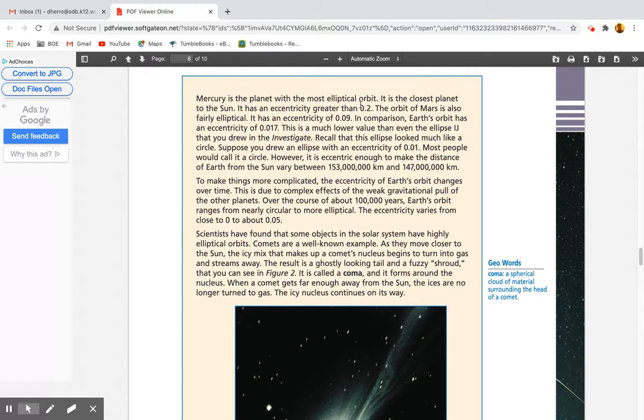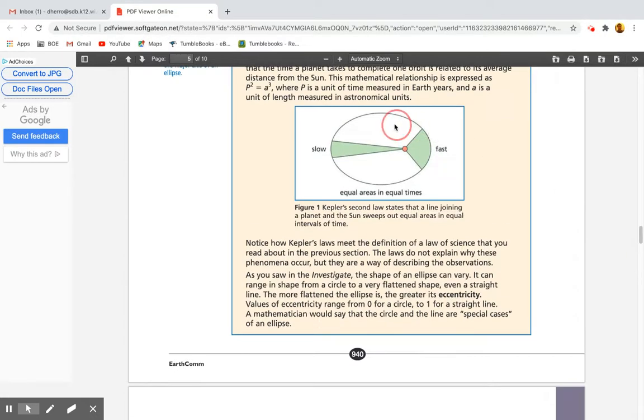So out of comparing Mercury with Mars with Earth, Earth would have the least eccentric orbit. It would be more of a circular orbit, but it's still an ellipse because it's still greater than 0. And it's not a line because it's less than 1. Maybe I should talk about what an ellipse is. Elliptical means kind of like an oval.